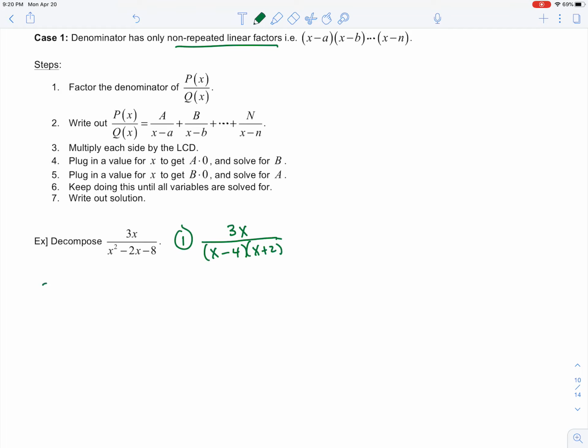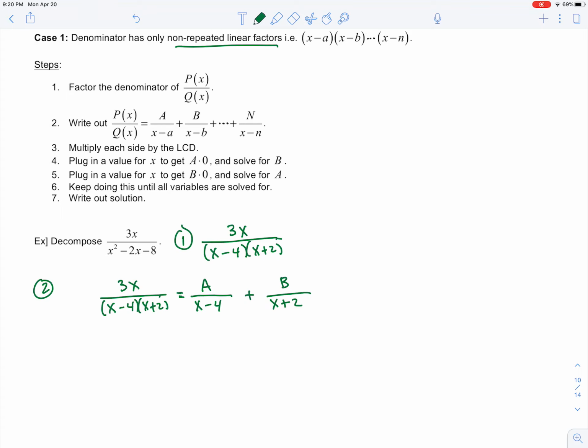Step 2 is to write out what we want. So what we want is for this fraction to be decomposed as the sum of simpler fractions. If that were the case, we would need 2, and one of them would have the denominator x minus 4 and the other the denominator x plus 2. Now we do not know the numerators, so we write A and B.